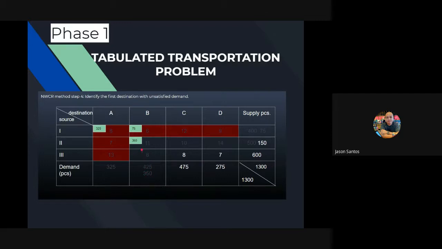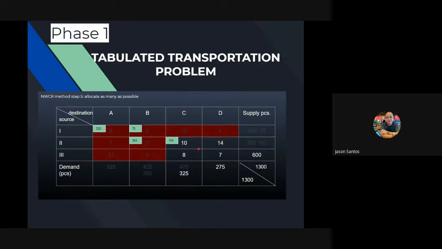So why did we select again 350? It's because 350 is lower than 500. So we transferred 350 here in the northwest corner region. 350 minus 350 is 0, so it's cancelled out. And then 500 minus 350 is 150. So here is the plot. This one is already exhausted and we still have 150 pieces supply.